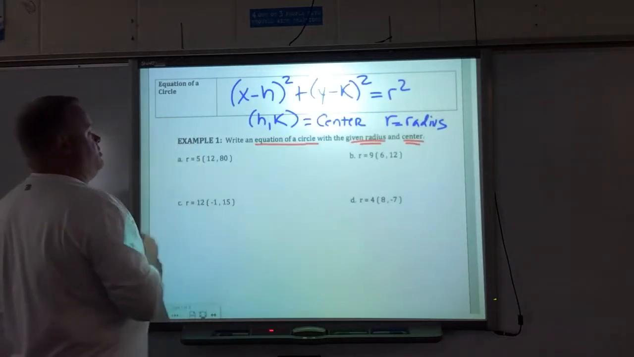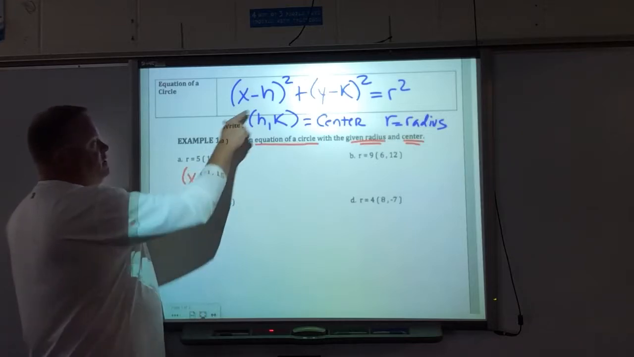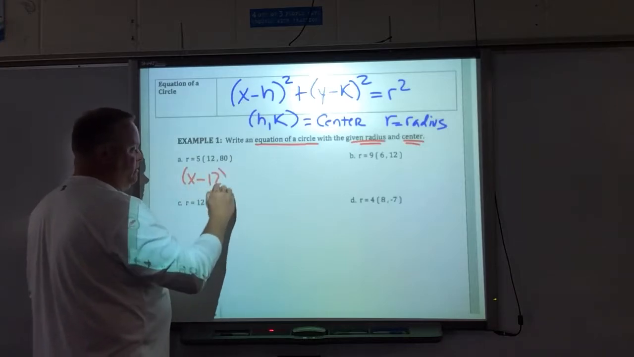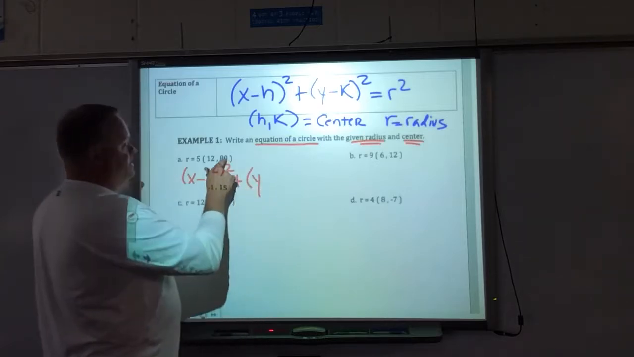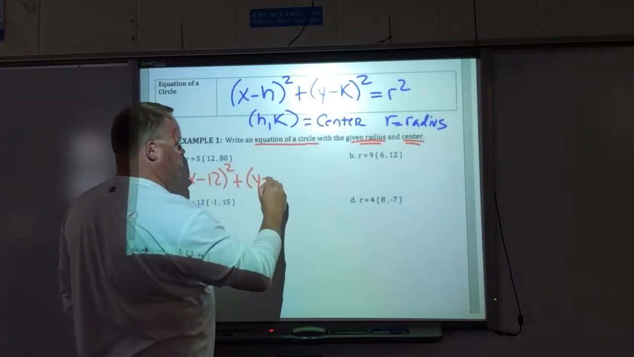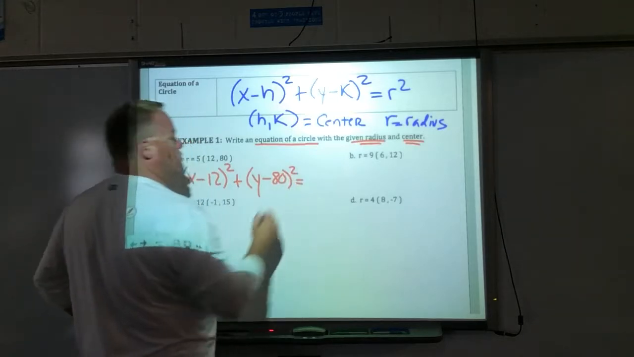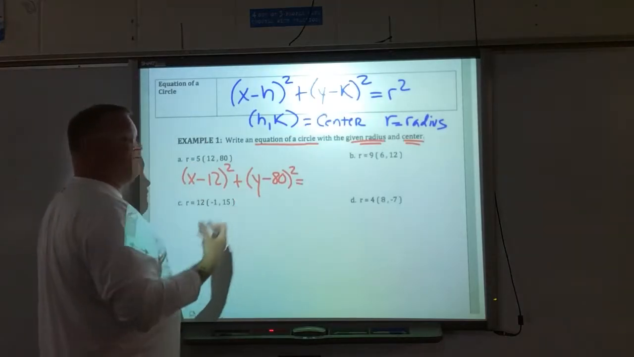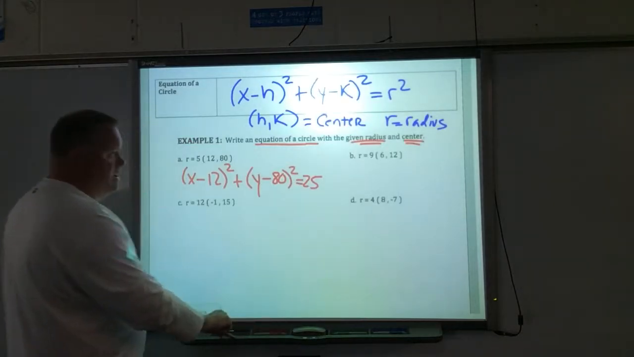So I look at this and I go, okay, well, x, this 12 is positive, and this h was positive with a negative, so I'm going to go negative 12 in here, squared, plus y. This 80 is positive, just like this k. This k was positive, it's negative in there, so I'm going to go minus 80. That is squared. And that is going to be equal to, well, my radius, and I need to square my radius. My radius is 5, so squaring out, 5 times 5 is 25. All right.